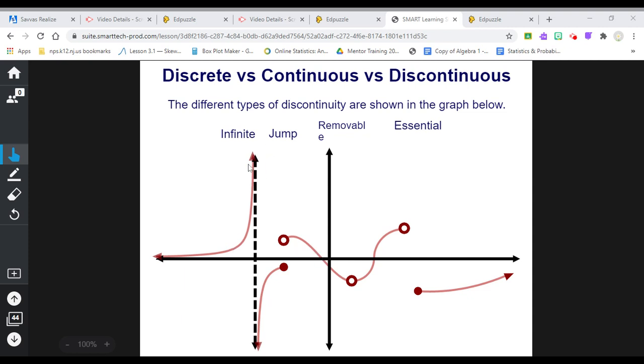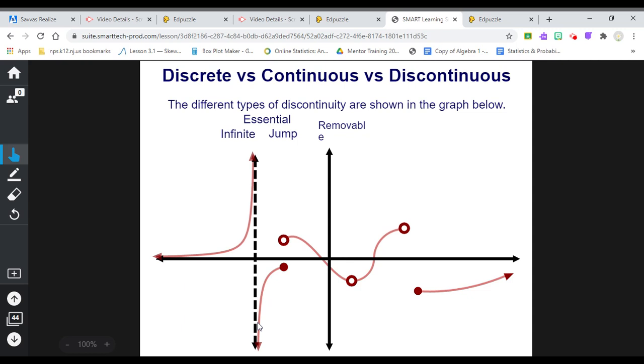But here, because it's split and we have a vertical asymptote, or infinite discontinuity, there is no limit. We're getting two completely different things. This is an example of an essential discontinuity, and both of these are essential discontinuities. Here is a different type of essential discontinuity. We call it a jump discontinuity.